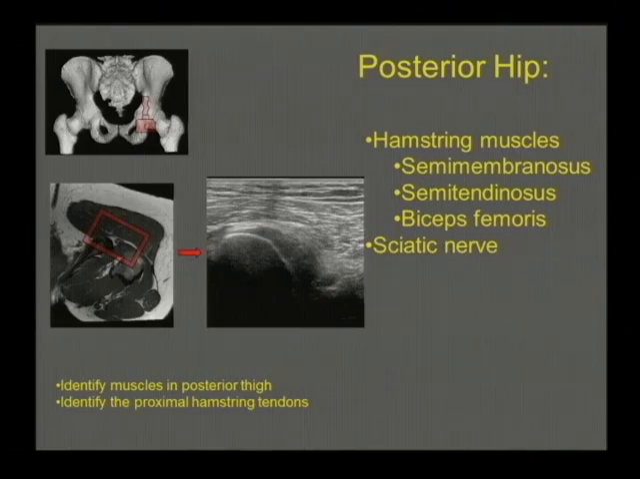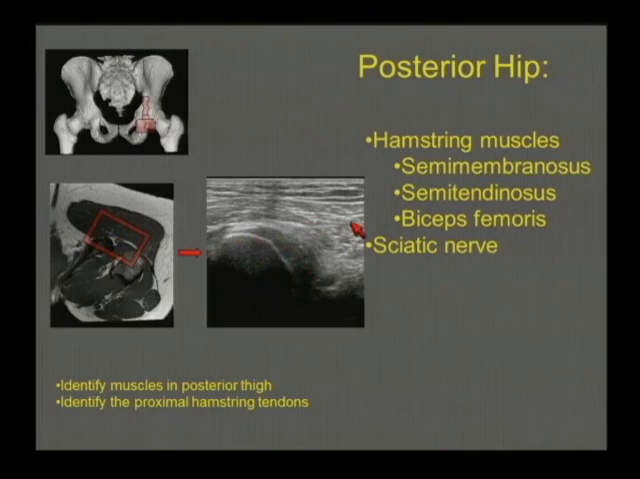So again, in the posterior hip, you want to start in a place where you can really identify where you are. The easiest way to do that, I think, posteriorly is to put the transducer in a transverse orientation, identify the superficial muscles there, which are going to be the hamstrings, and then bring the transducer proximally to its origin at the ischial tuberosity. So this is a corresponding MR image as well as ultrasound showing the origin of the hamstring muscles.